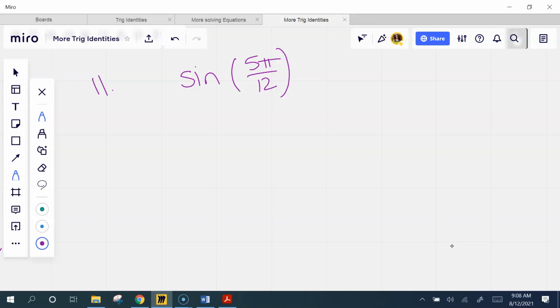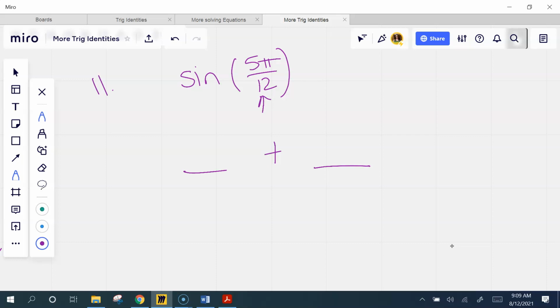All right. This is the hard one. In order for your answer to match the answer on the answer key, you have to use the right reference angles. Okay? So it tells us to use sum or difference identities. So I know I'm going to be adding two things together that's going to give me 5 pi over 12. Are y'all with me?